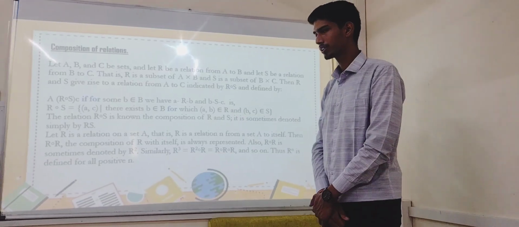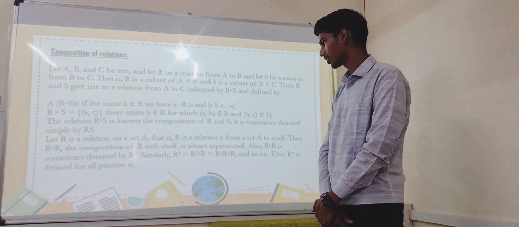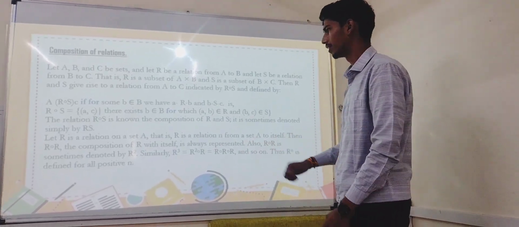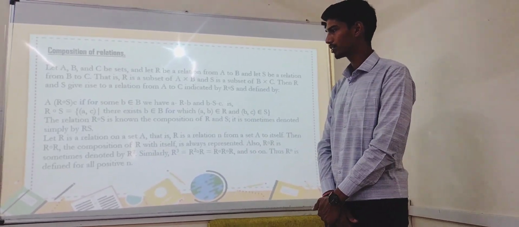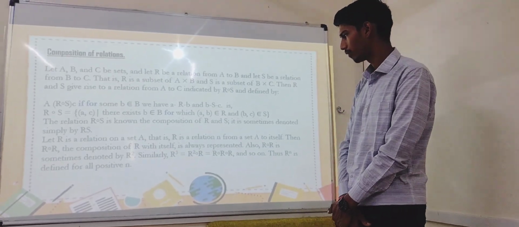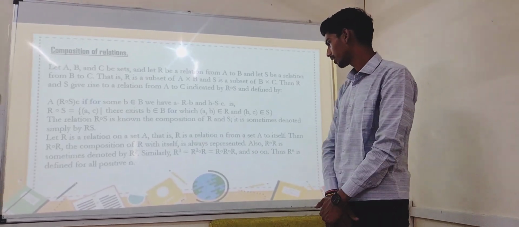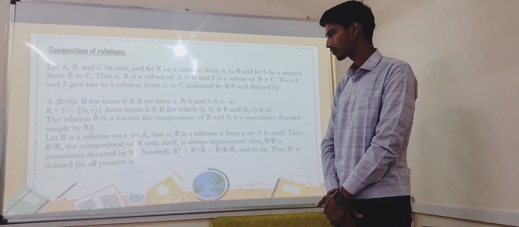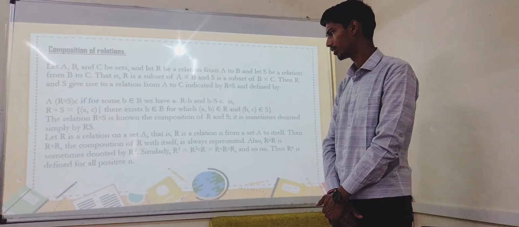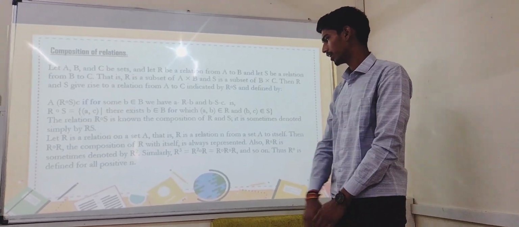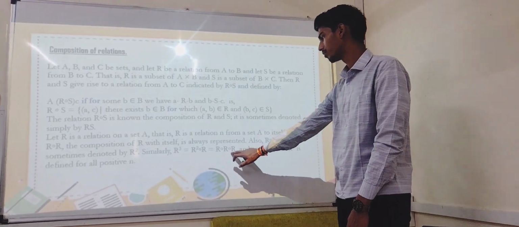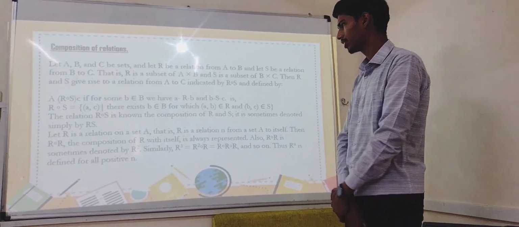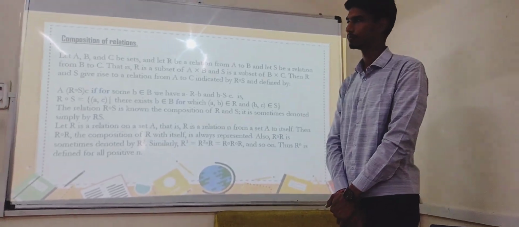Let R be a relation on a set A, that is R is a relation from the set A to itself. Then R dot R, the composition of R with itself, is always represented. Also R dot R is sometimes denoted by R square. Similarly, R cube equals R square dot R equals R dot R dot R and so on. Thus R to the power n is defined for all positive n.